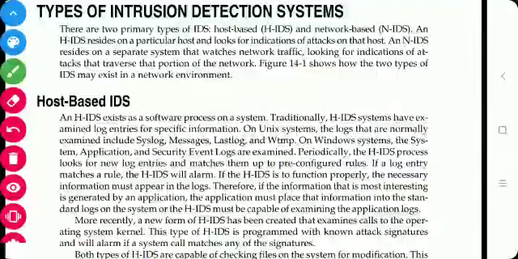Next topic is types of intrusion detection system. There are two types of intrusion detection system: host based and network based, that is HIDS and NIDS. HIDS resides on a particular host and looks for indications of attacks on the host, while the NIDS resides on the network traffic and looks for any hacking techniques or any attack on that network.